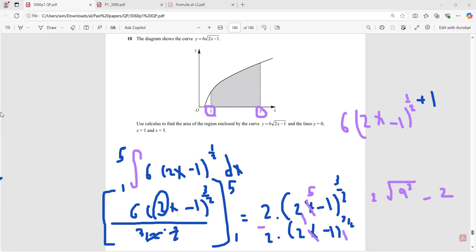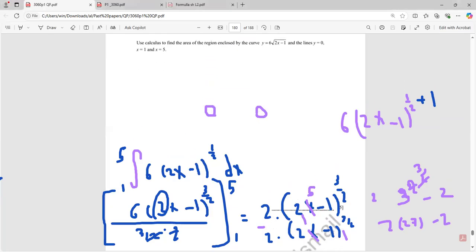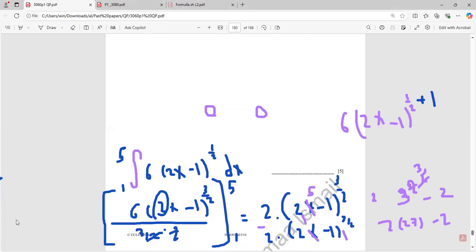And here it's better to keep 9 as it is. 9 to the power 3 out of 2, let's make it 3 to the power 2, all to the power 3 out of 2, which is 3 to the power 3, which is 27. Then 2 multiplied by 27 minus 2, so that will be 54 minus 2, which gives us the final area, 52. We did it. Let's see the next.